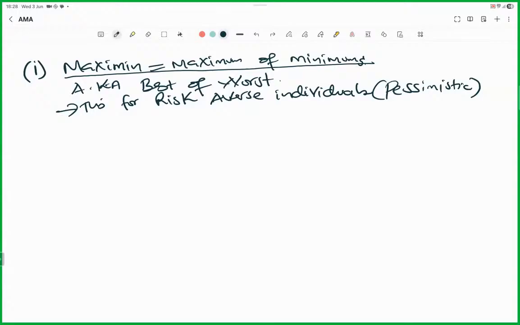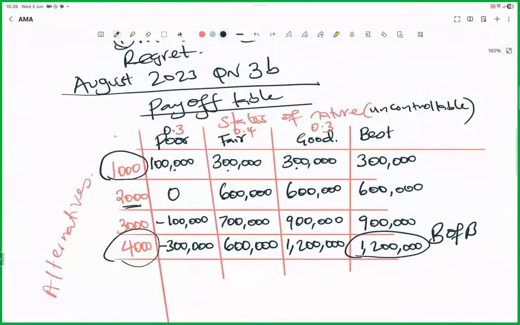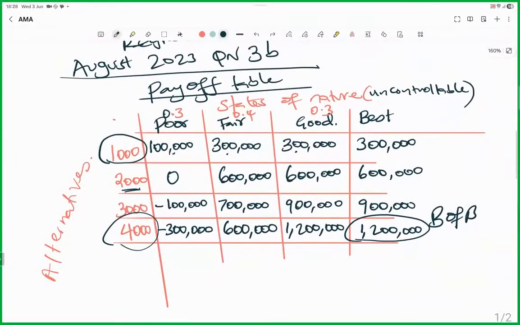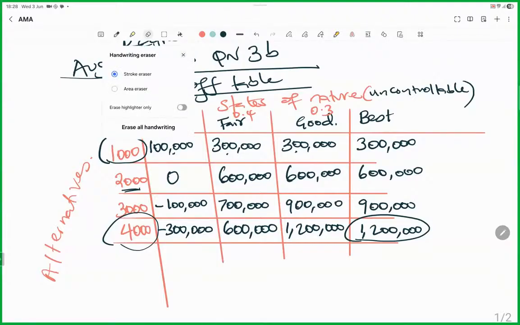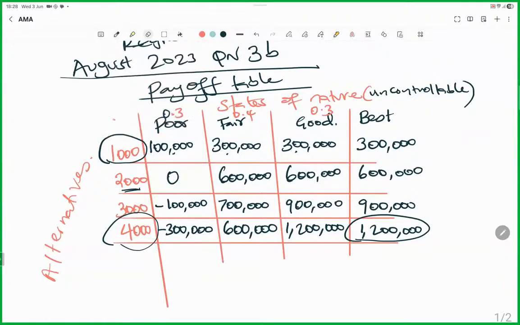So then I would want us to come here and advise this individual, assuming in this case that this individual is risk averse. Let's advise this individual. So then what I want you to do, come and create a column here.